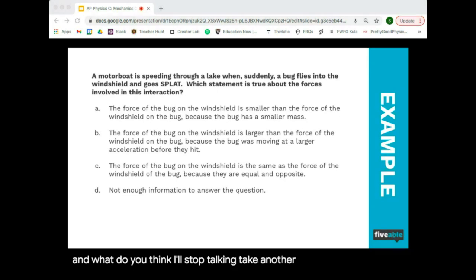Take another 20 seconds or so. All right, last chance. Even if it's a guess, just throw something in there. Okay, great. So let me show you what we got.